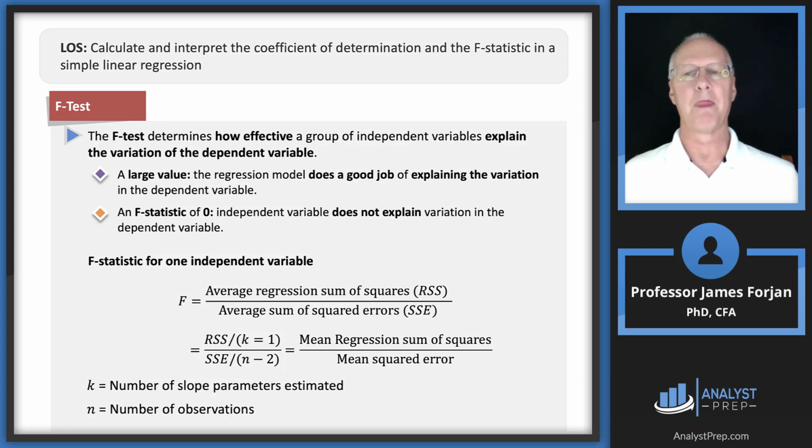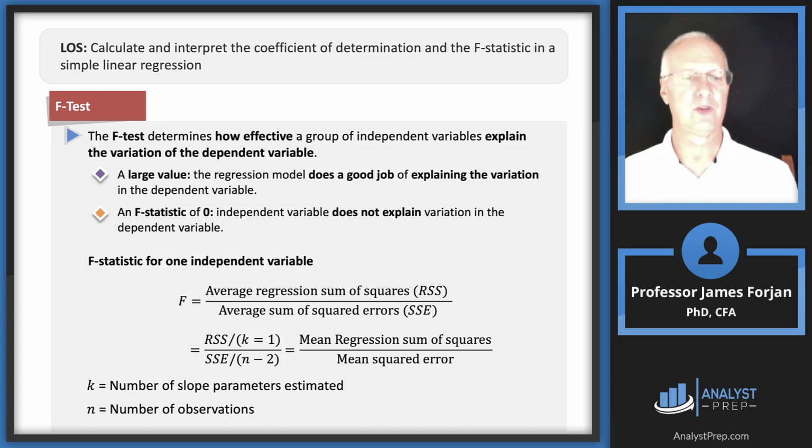So let's go ahead and first define the F-test. Look at that first arrow point. It determines how effectively a group of independent variables explains the variation of the dependent variable. And this is going to be super important for us when we have multiple regressions, which is not the emphasis of this reading. Nevertheless, you can still use the F-test when we have one independent variable, but as you'll see in just a moment, the F-test and the t-test tell us the same thing.